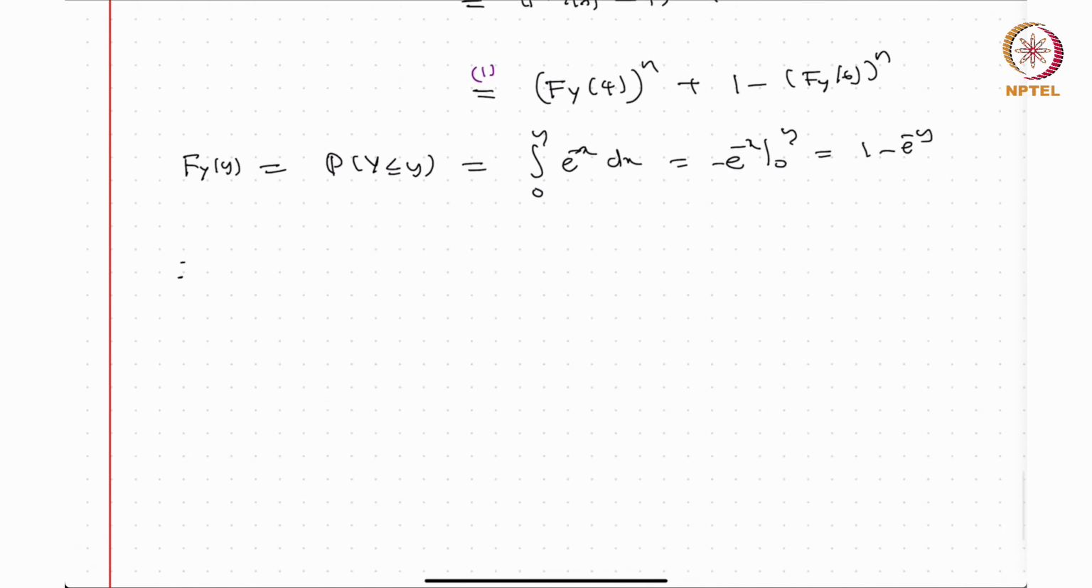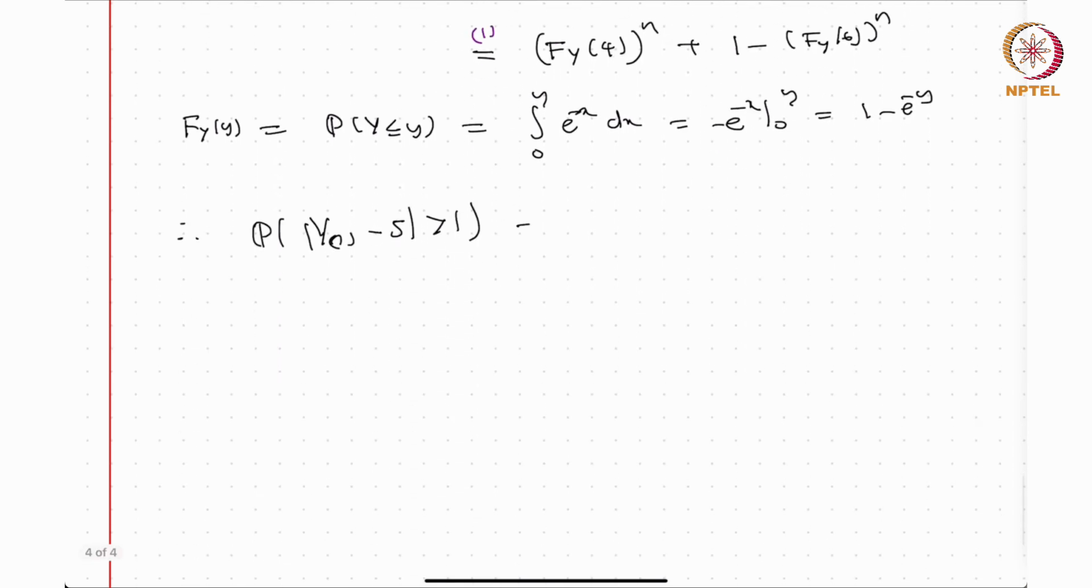So therefore, the probability that the maximum order statistic is 5 or away from 5 by 1 is, from this expression right here, going to be equal to F_Y(4) to the power n, that is (1 minus e to the minus 4) to the power n, plus 1 minus (1 minus e to the minus 6) to the power n. And that's your answer. There you go. Very nice.